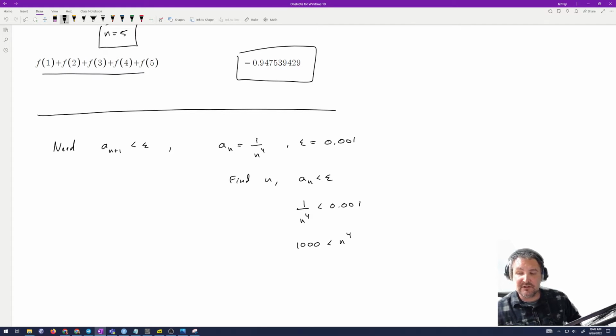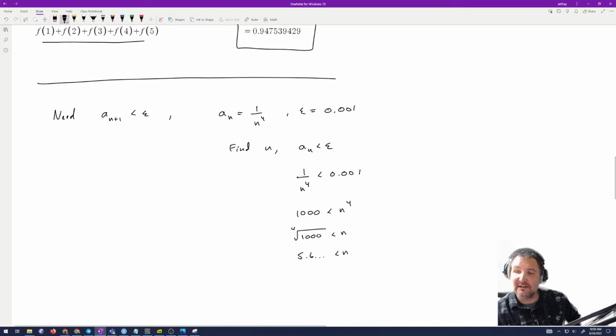And we don't need much technology here. We could take the fourth root of both sides, of course, and find that. But we can kind of do this in our head. What number to the fourth power is bigger than 1,000? Well, 5 to the fourth power, that's 25 times 25, that's less than 1,000. But then 6 to the fourth power is bigger than 1,000. So this is 5.6 something something something, is bigger than n.